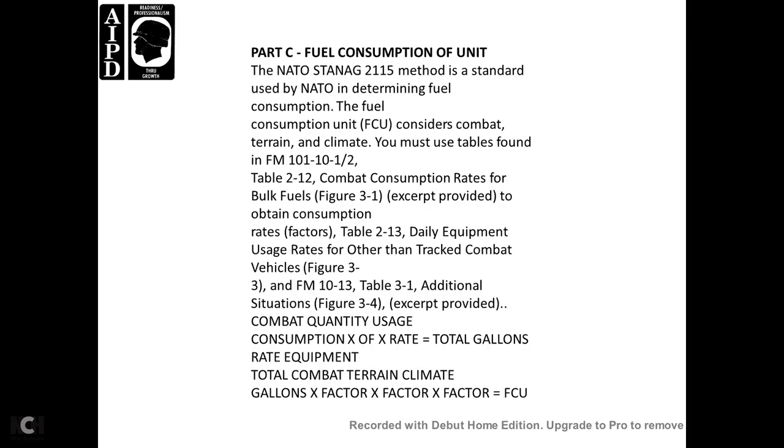Part C: The fuel consumption method with NATO STANAG 2115. Use this method to determine the fuel consumption of the unit, considering the combat terrain and the climate. These must come from the tables of Field Manual 101-10-1/2, Table 2.12, the consumption rate of bulk fuel, and Figure 3.1, which the experts provide, to obtain the consumption rate factor. Table 2.13 gives the daily equipment usage rate for other than track combat vehicles, Figure 3.3, Field Manual 101-10-1, Table 3.1, additional situation Figure 3.4. The experts provide the combat quantity used for the consumption rate. The total gallons rate of the equipment, total combat terrain climate in gallons, times factor, times factor, times factor equals the fuel consumption of the unit.